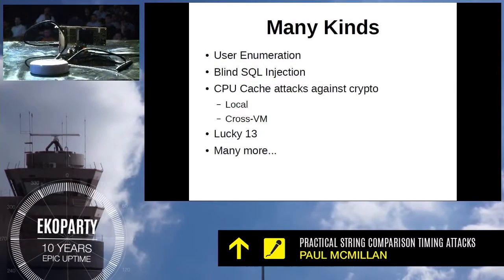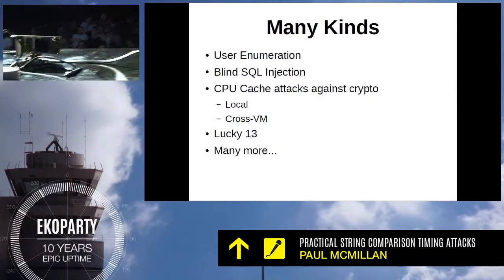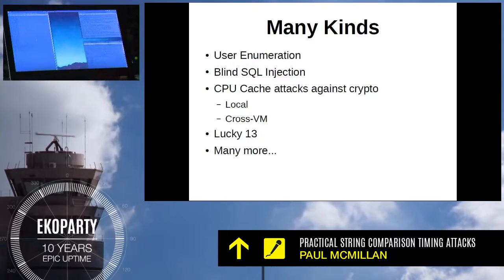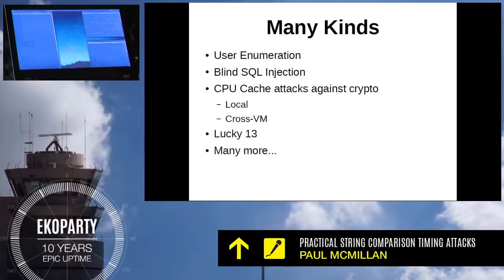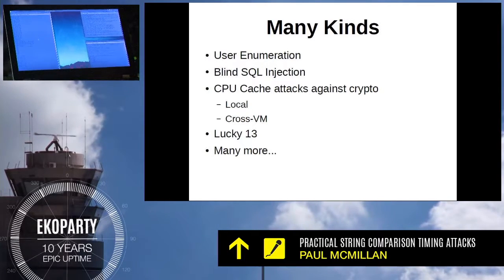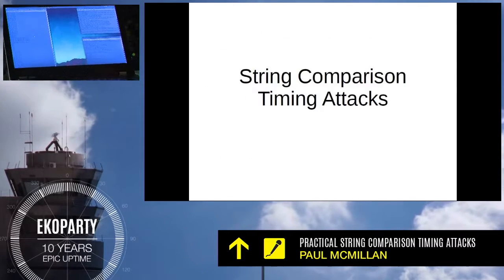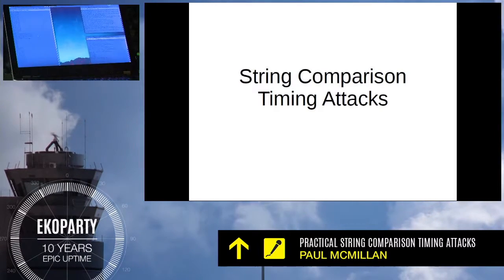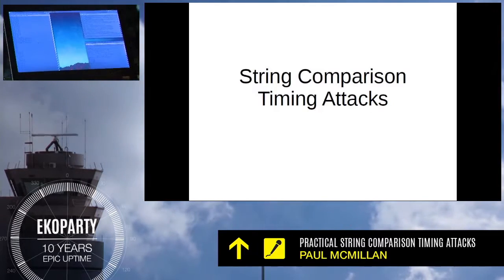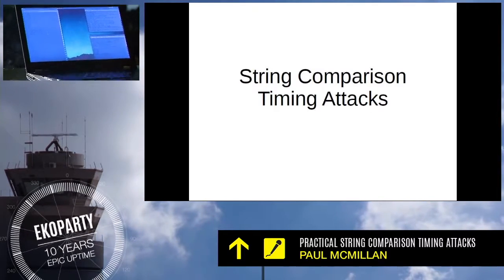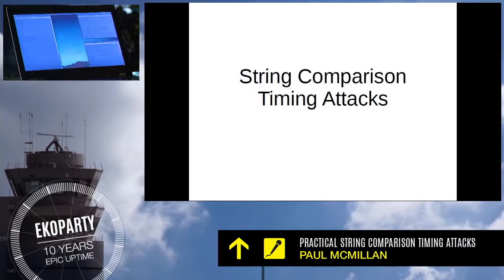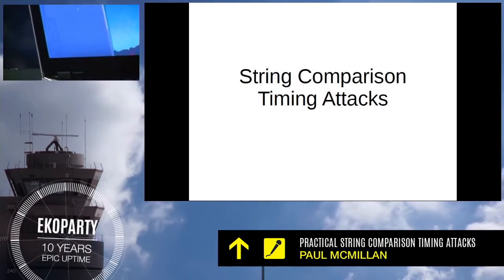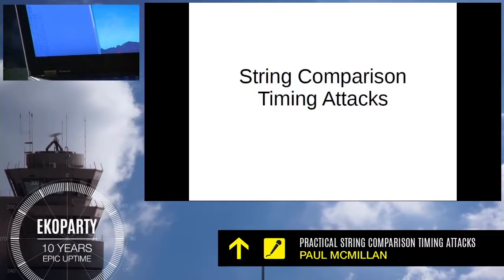So, other kinds of timing attacks. We've got user enumeration, like I just pointed out. We also have blind SQL injection; timing can be used to do that. You've got CPU cache timing attacks. You've got Lucky 13. Lots of things that aren't what we're doing today. String comparison timing attacks, however, are generally much more difficult to exploit than the previously mentioned vulnerabilities. Usually people will tell you they're not exploitable at all. That's why I have the demo here.